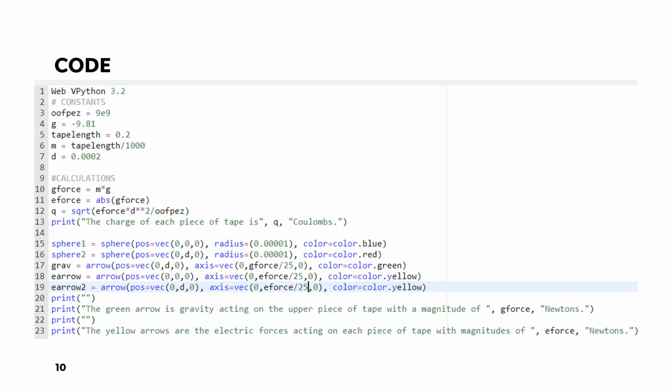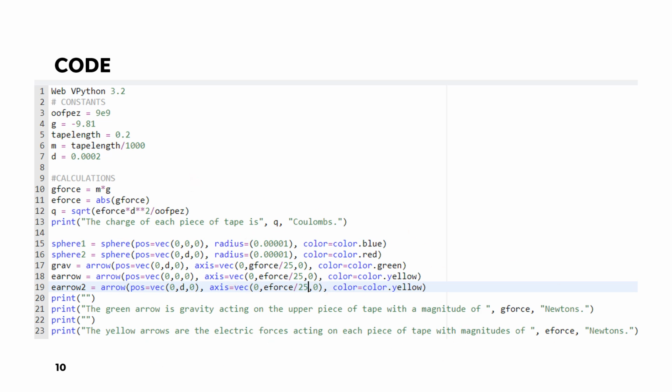All right, so for the code, here we got our initial constants. So that's epsilon naught, gravity, tape length, mass, distance. That's the distance it was for them to levitate. Gravitational force calculation, the electric force calculation by just taking the absolute value of the gravitational force because of Newton's third law, and then I calculated Q by doing the electric force formula. I just moved some numbers around in there, and then I just have some graphics down here.